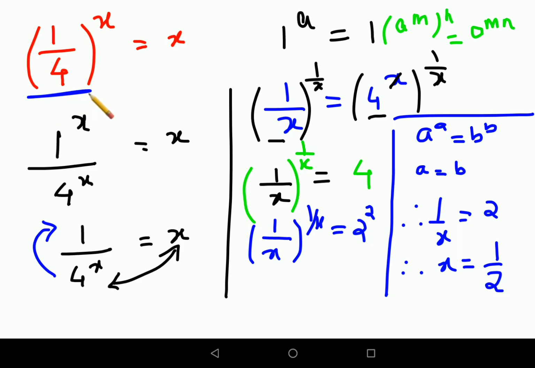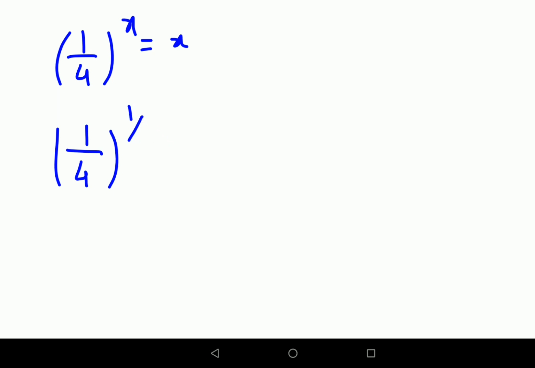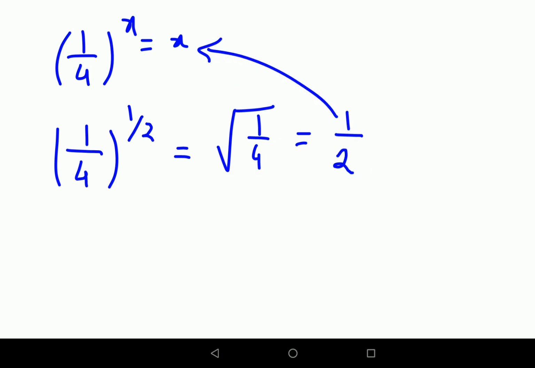Now, let's put this over here to cross check. So the question was what? 1 upon 4, the whole raised to x, equals x. And since the value of x we got is 1 upon 2, that is basically nothing but the square root of 1 upon 4. Right? So the square root of 1 upon 4 is nothing but just 1 upon 2. And that, my dear friends, is the answer, or it is there in the RHS of the question. Therefore, I can say the value of x for this particular question is just 1 upon 2.